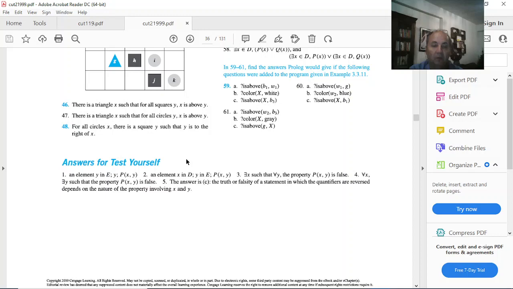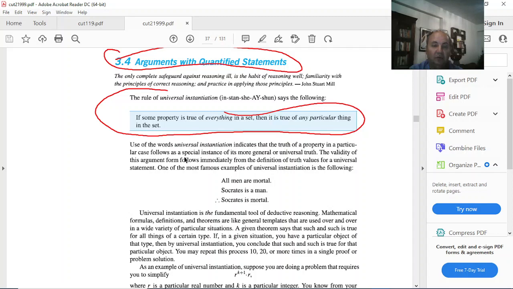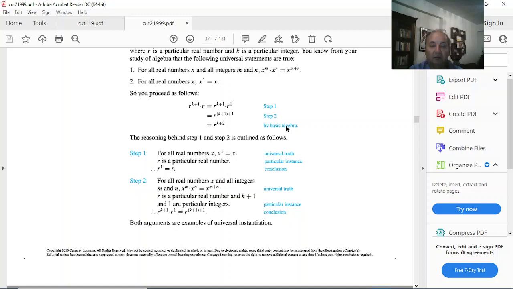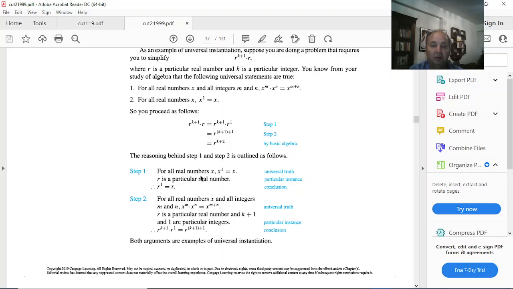Now chapter 3.4, or section. If a property is true for everything in the set, then it's true of any particular thing in the set, from the whole to the parts. This is very important. Same example and the other ones. This is the famous exponential rule, and this is the way you can prove it.